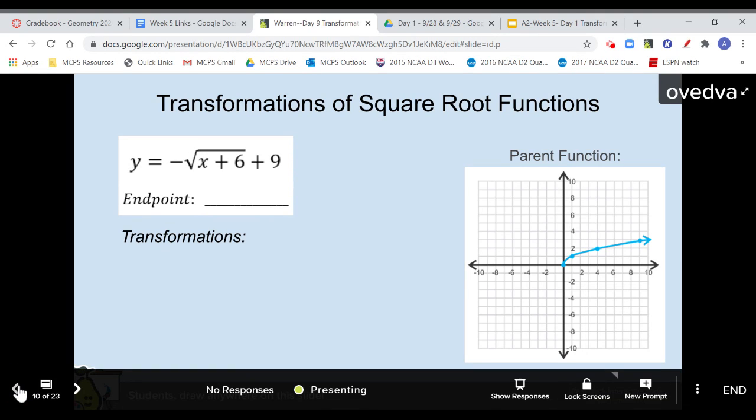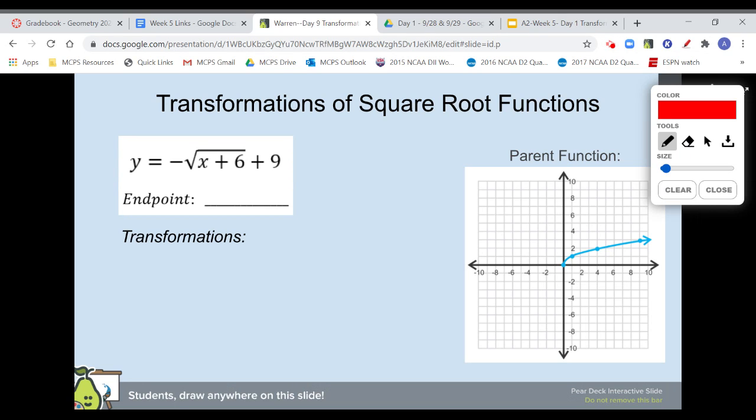Okay, we'll do this as our last square root example. So again, I'm looking for the endpoint. The x comes from under the square root symbol. So I have to do the opposite of +6, so -6. I have this 9 on the outside. I write that as is. So my endpoint is -6, 9.